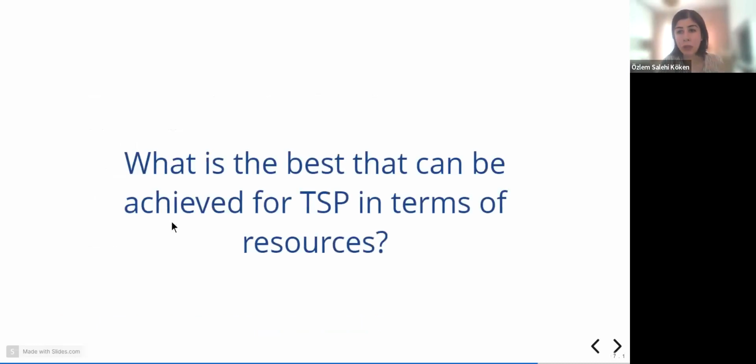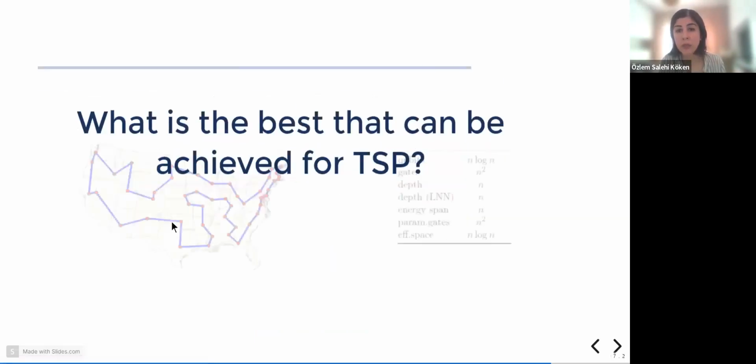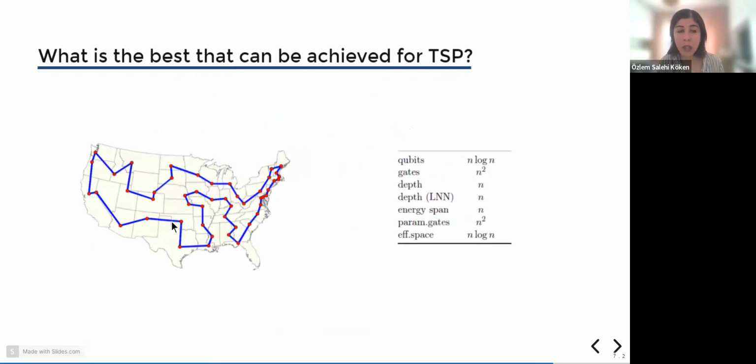And now, what about resources and optimality of the quantum circuit we obtain? First, let's check what is the best that can be achieved for TSP. In TSP, your solutions are all possible permutations, and there are n factorial of those. And to represent a permutation, you need n log n qubits. So to represent all permutations, you need n log n qubits.